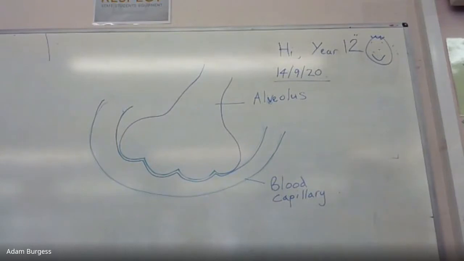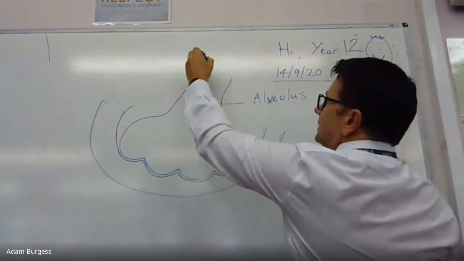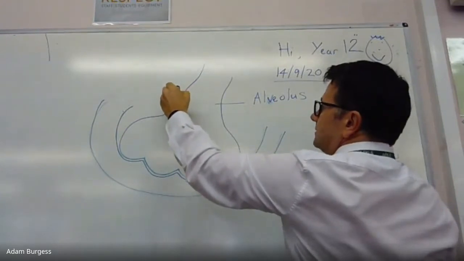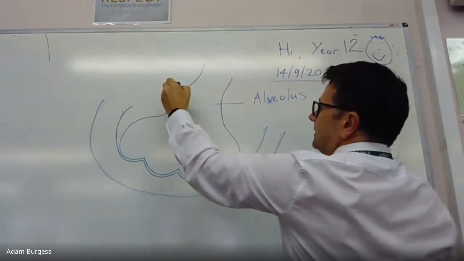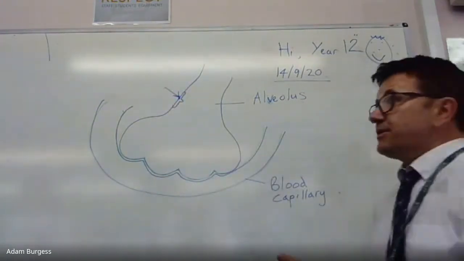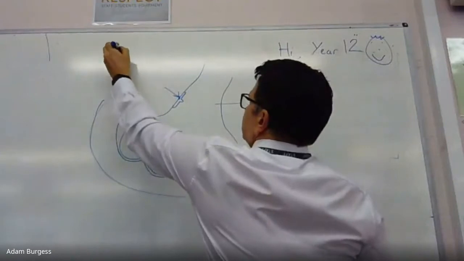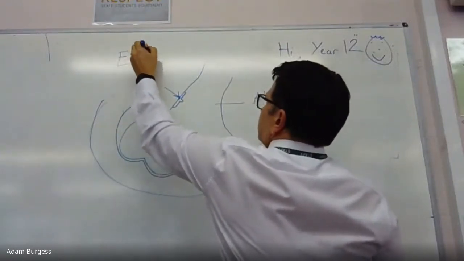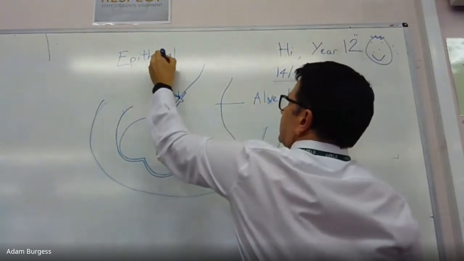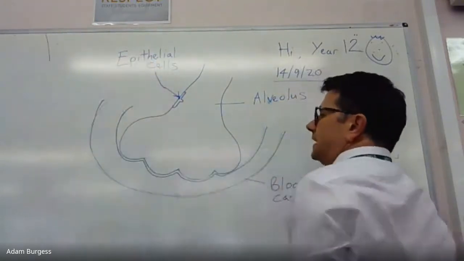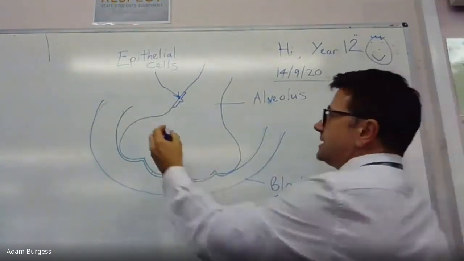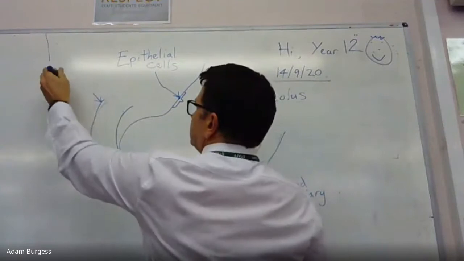Right, there are two types of cells you do need to know. I'm just going to draw one of the cells. So that's a cell there. Those cells on the alveoli are known as epithelial cells. And on the blood capillary, they're known as endothelial cells.